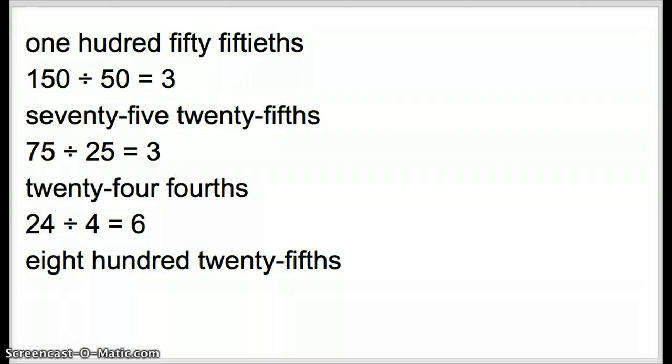800 twenty-fifths. Sorry, 800 twenty-fifths. 800 over 25. So how many times does 25 go into 800? Think about how many times 25 goes into 100, and if I have 8 of them, you just multiply that number by 8 to get 800 divided by 25 equals 32.